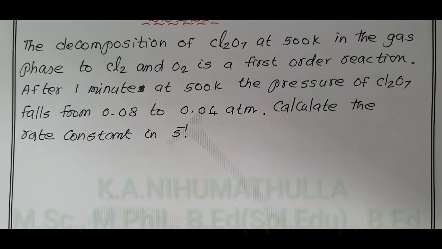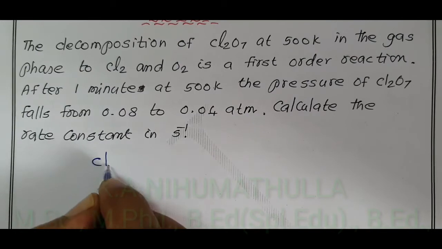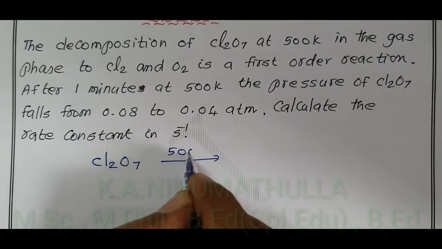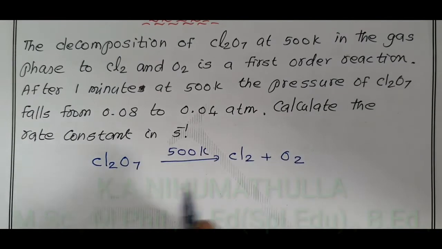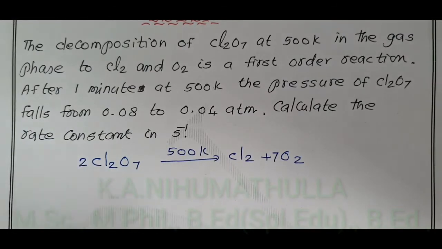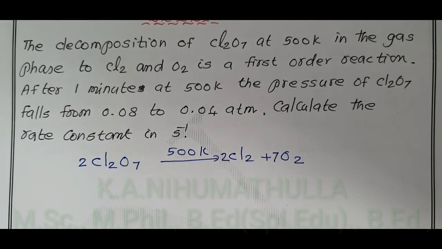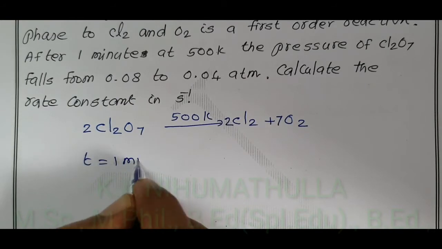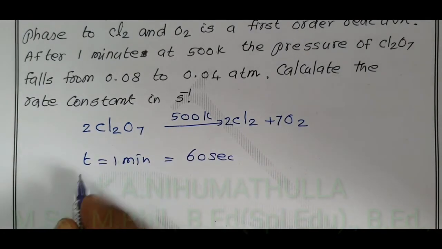So, the equation given in our problem is that Cl2O7 undergoes decomposition when heated to 500 Kelvin and gives Cl2 and O2. 7 oxygen, 2 oxygen, 7 is before oxygen, 2 is before Cl2O7, 2Cl2. The other values given are time equal to 1 minute. Now, I convert the minute into second, 1 minute equal to 60 seconds.